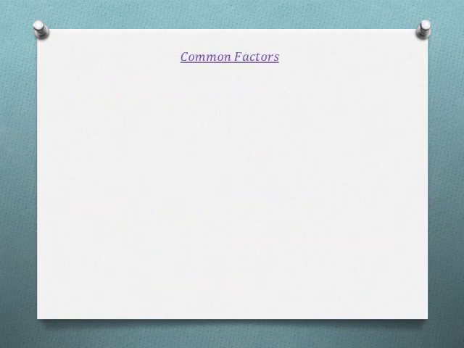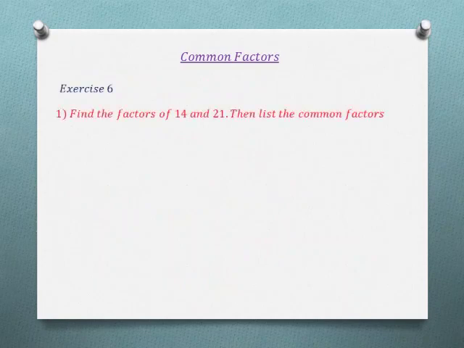Next we have common factors. For that also we have to write the factors first, then we can easily select the common factors. Common, when do we say it? Only when it is present in both, we call it common. If you know how to write the multiples and how to write the factors of a number, you can easily find the common factors.